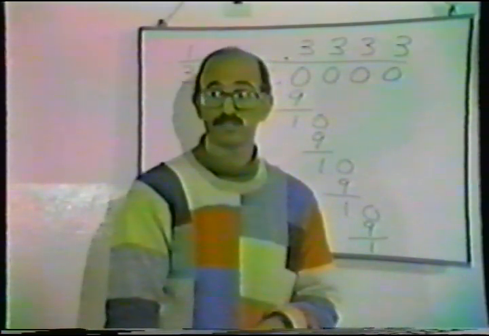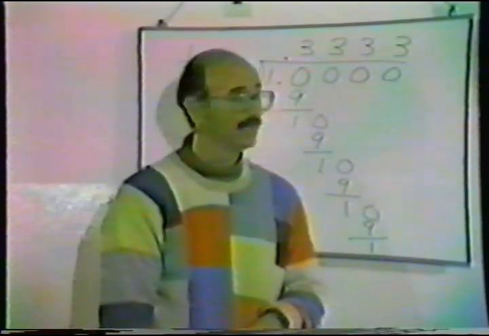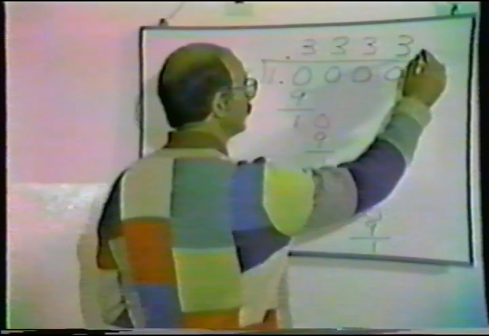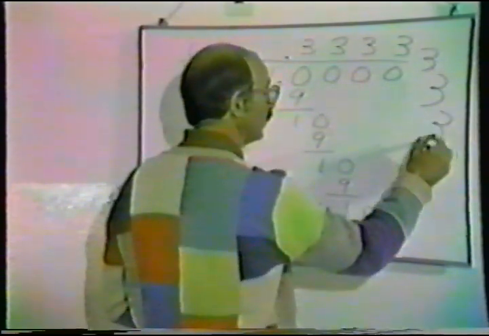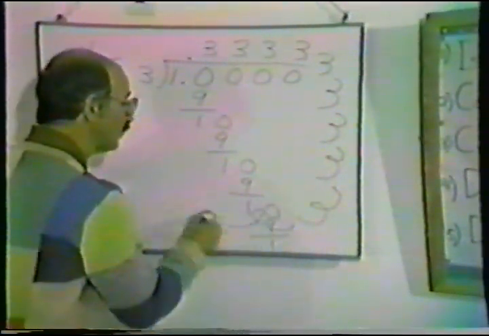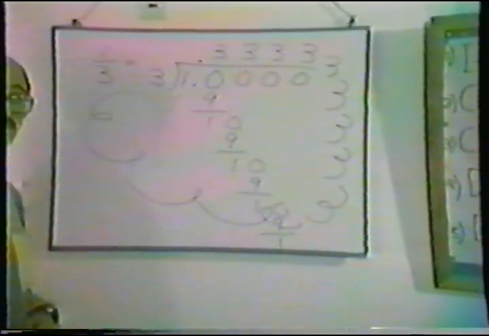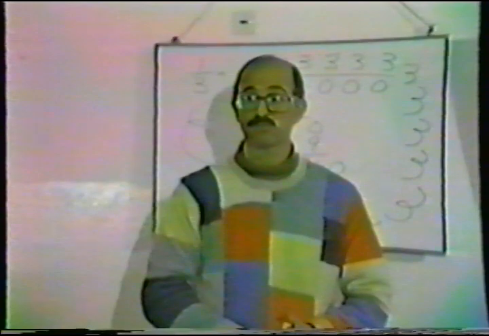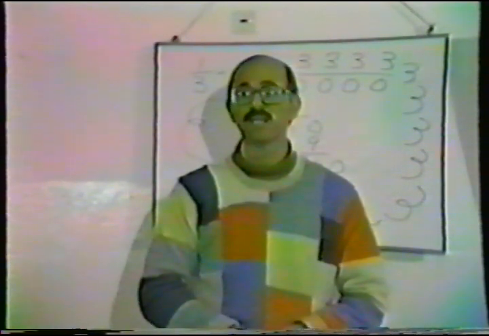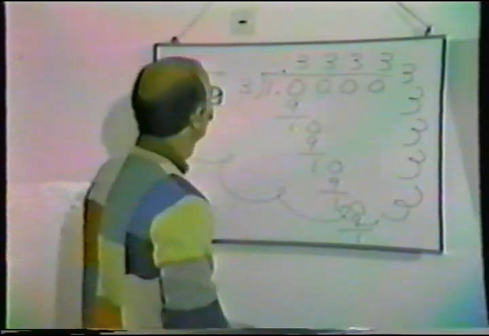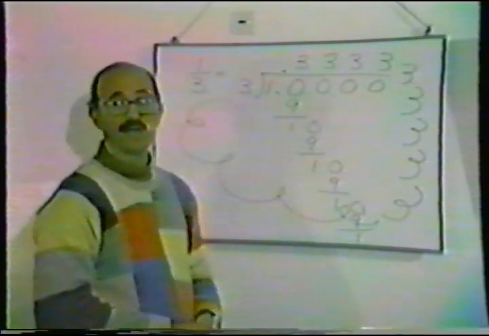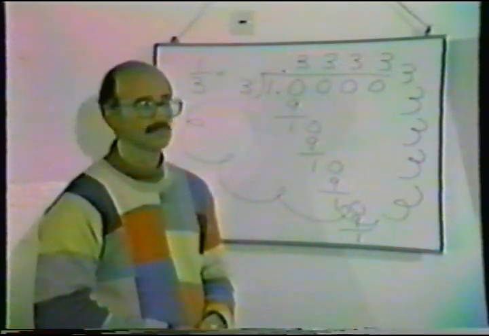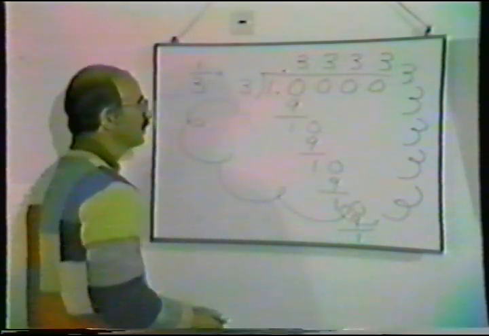Uncle Dan, how long do we have to do this? Do we have to do this until it comes out evenly? Uncle Dan, it's never going to come out even. It's just going to be 3, 3, 3, 3, 3, 3 forever. Yes, that's right. That's what we call a repeating decimal. What is the number that repeats? 3.